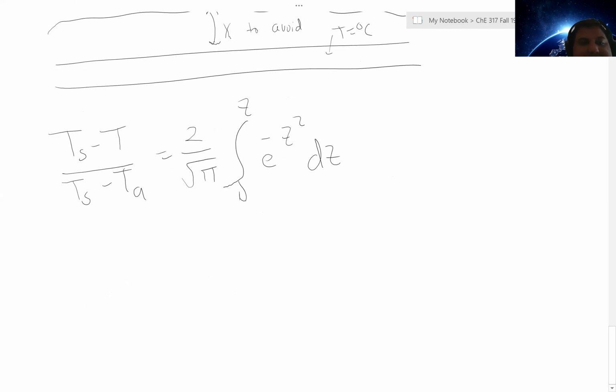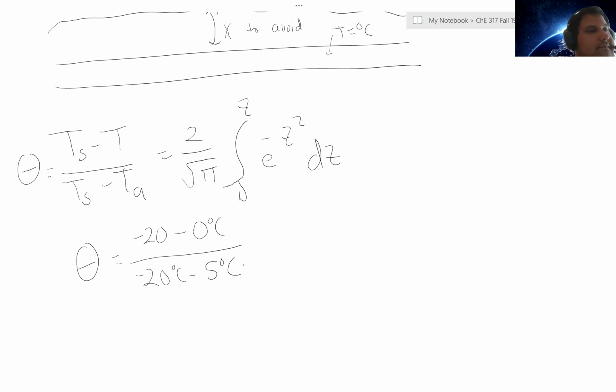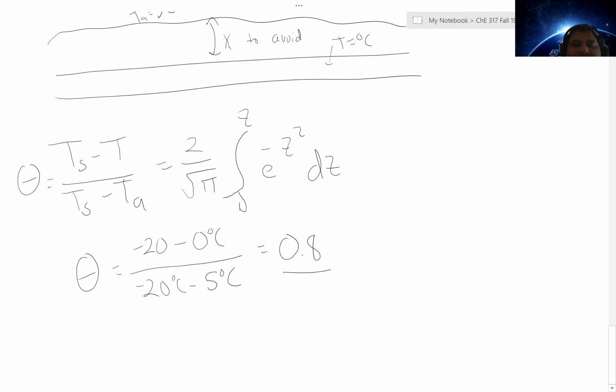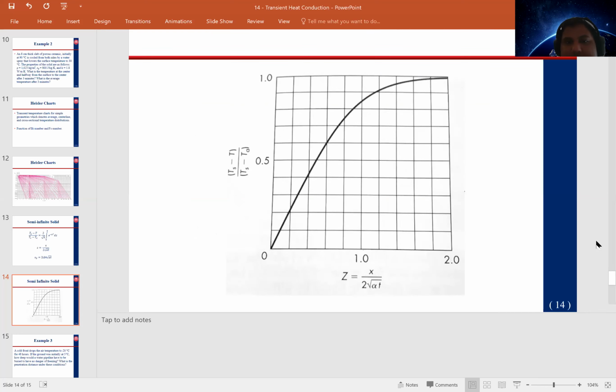So solving for the left-hand side, which is theta, theta is equal to negative 20 degrees minus 0 degrees over negative 20 degrees minus 5 degrees Celsius. I solve for this and I get a value of approximately 0.8 for my theta. Now you can, if you want to, solve the equation for z, or in a much easier way, go to that chart I mentioned to find z. So we know theta here is 0.8, which is the line for 0.8, which means our z is going to be approximately 0.9.